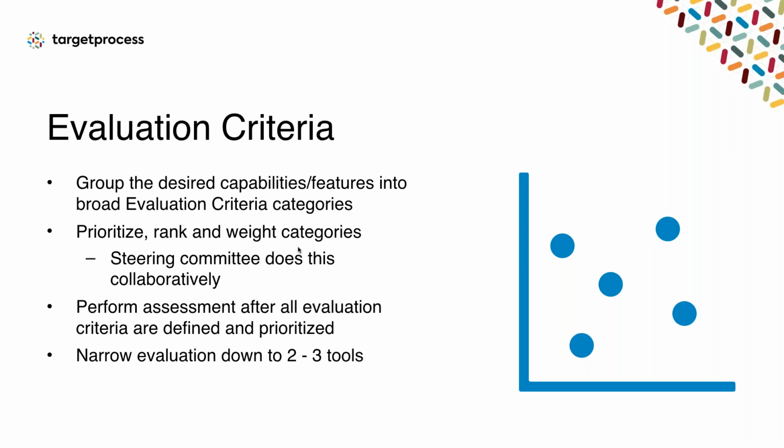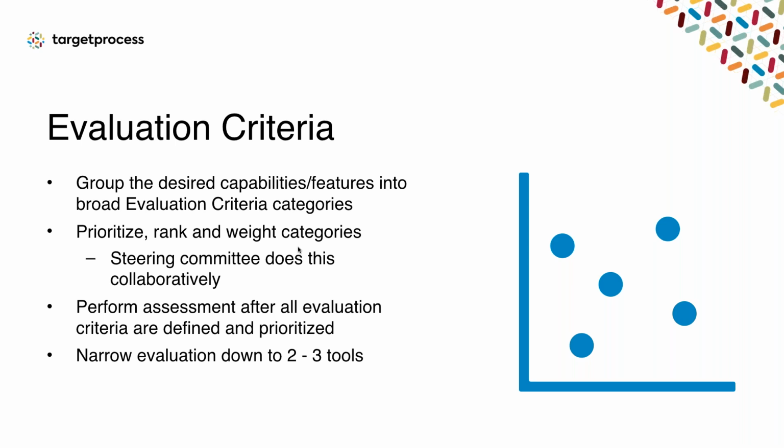And I've seen as many as 60 to well over 100 specific features or capabilities that organizations want. And that's fine, but what you need to do then is group them into evaluation categories. Broad categories, I would say between 3 and 5, maybe as many as 6 or 7 or 8, but no more than that. So create these broad categories, put the features and capabilities under them, and then prioritize, rank these categories. Don't try to rank every single feature.